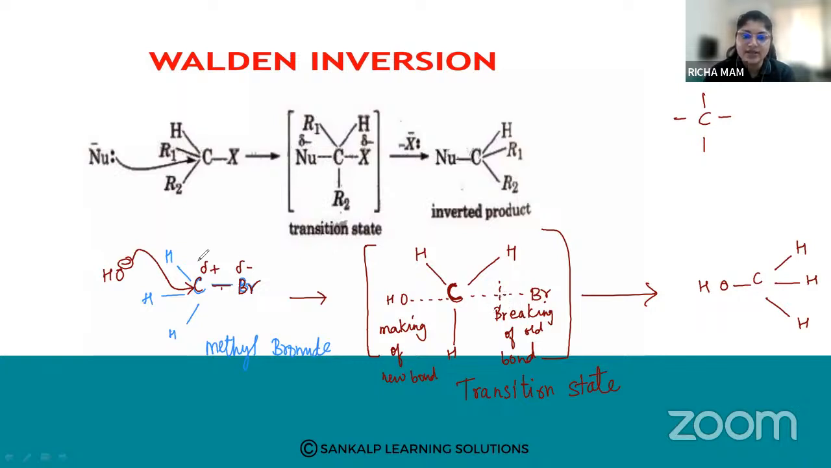In the transition state, you can see that you are making the new bond, and the breaking of the old bond takes place simultaneously, as it is pentavalent in nature. So it is unstable, and it is undergoing a transition state, and you will obtain methyl alcohol as a product.